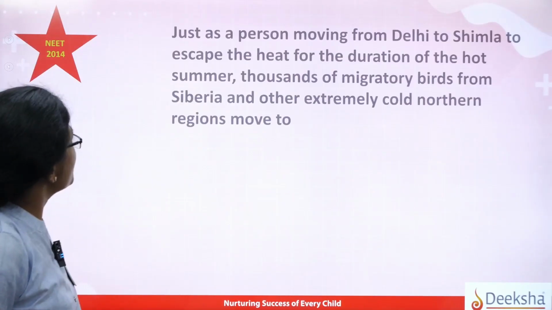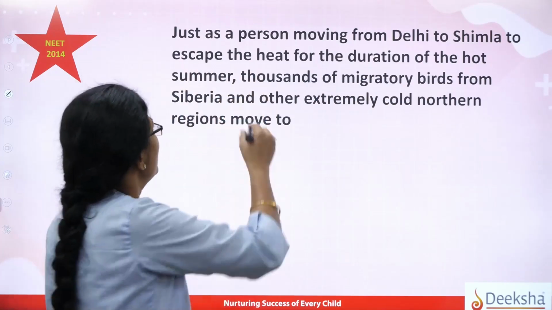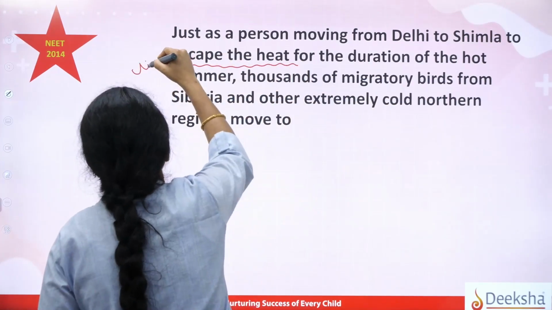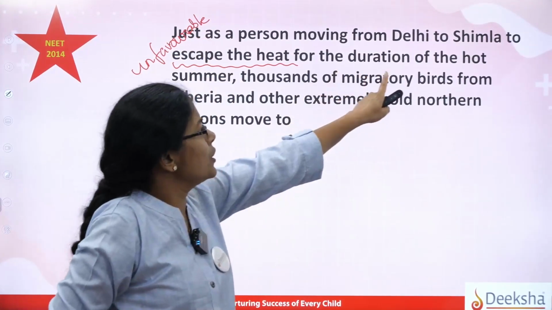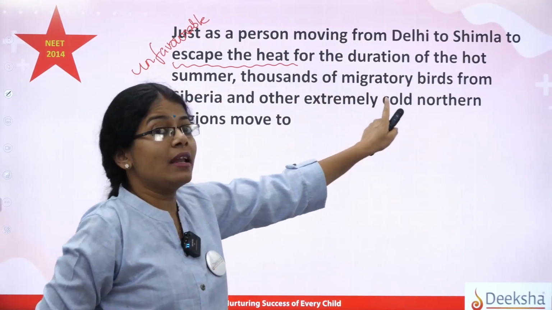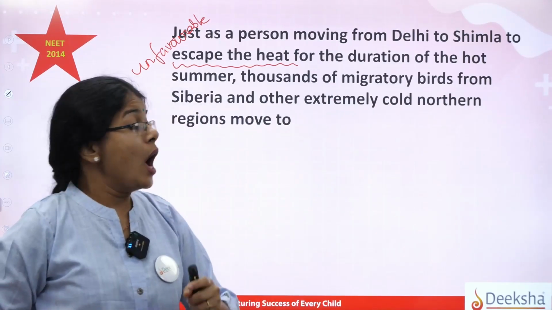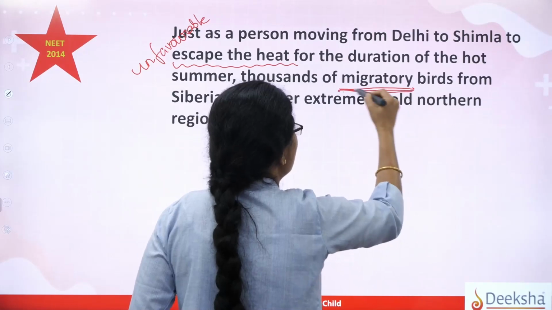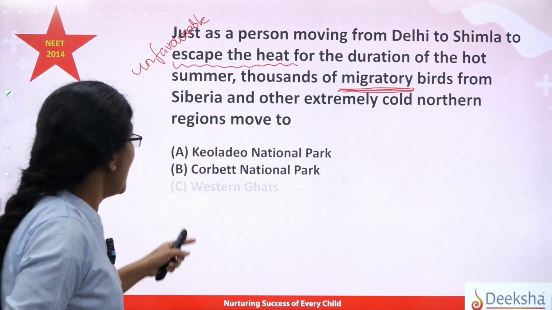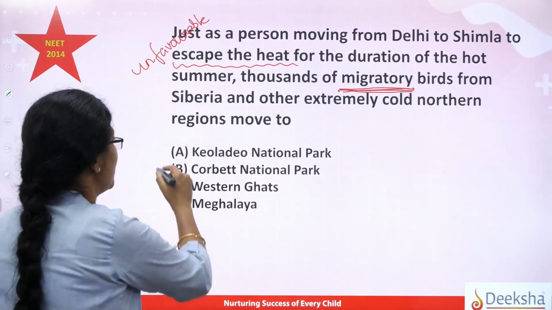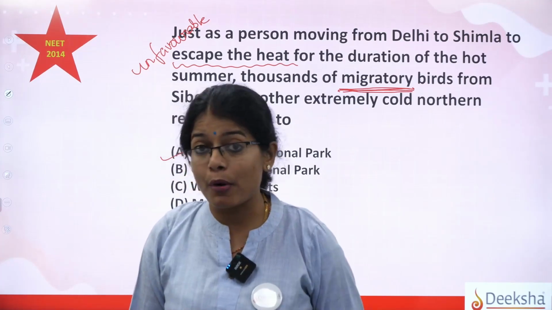Now, the next question here. Just as a person moving from Delhi to Shimla to escape the heat, that means unfavorable condition, right? For the duration of hot summer, thousands of migratory birds from Siberia and other extreme cold northern regions move to. When I say birds, migration, that means it is a time to escape from the unfavorable period that is temporarily done by them. And you know where they move to actually? That is Colorado National Park. And the option here is answer A. A very important question, students.